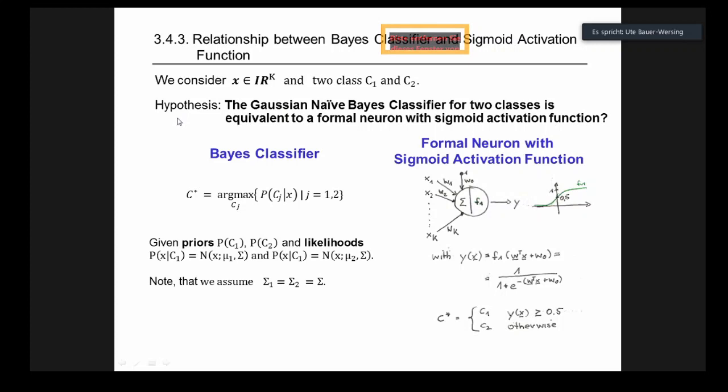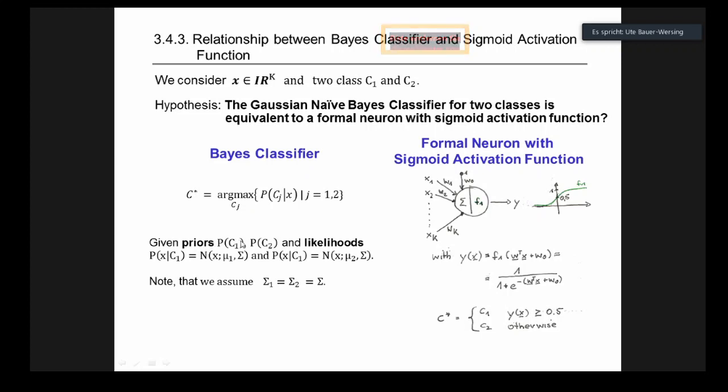And the hypothesis now is that the Gaussian naive Bayesian classifier for two classes is equivalent to a formal neuron with sigmoid activation function. On the left-hand side, you again see the Bayesian classifier for two classes, C1 and C2. This is now more abstract. We used A and B as a quite concrete example in the previous slides, right?